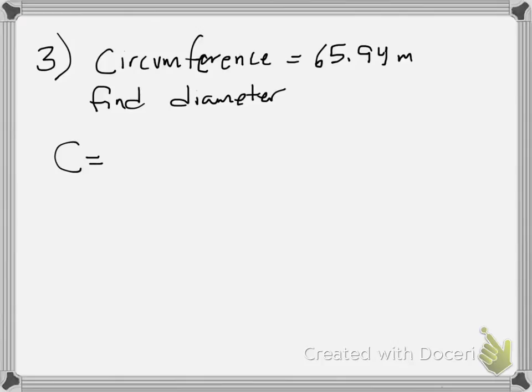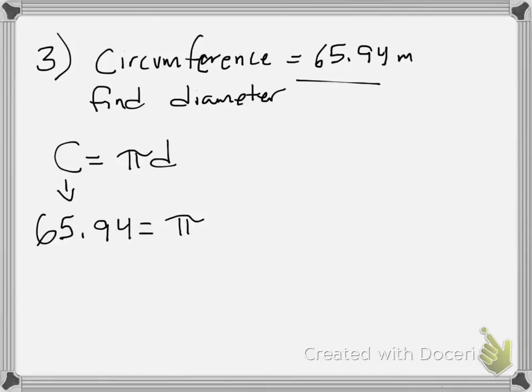Well, we need to start out with the circumference formula, which is circumference equals pi d, and then we're just going to substitute in the right spots. Here's your circumference. We have to make sure we're writing that directly under the variable we're substituting in for. So that's right here. 65.94 is equal to pi times the diameter. And for these, we're going to use 3.14 for pi. So our new equation looks like this. Now we just need to get d by itself.